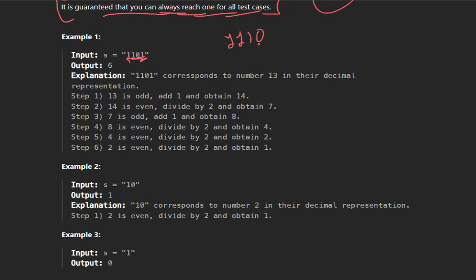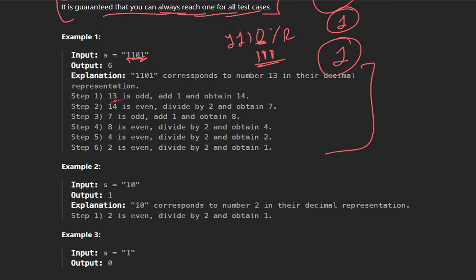Now our step count is 1. Now if we check, this is 0, so it is even, so we divide by 2. Divide by 2 means we'll be right shifting it, so we'll be left with three 1s. Then again we will do the same thing, and until we reach 1, we have to count the total number of steps.